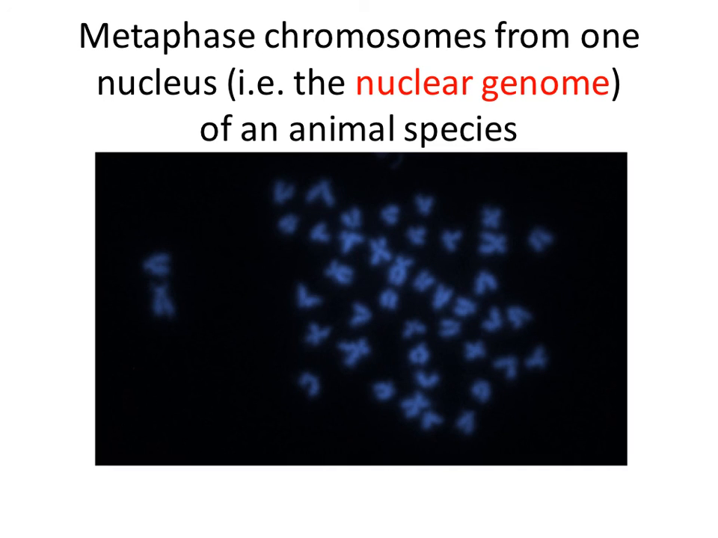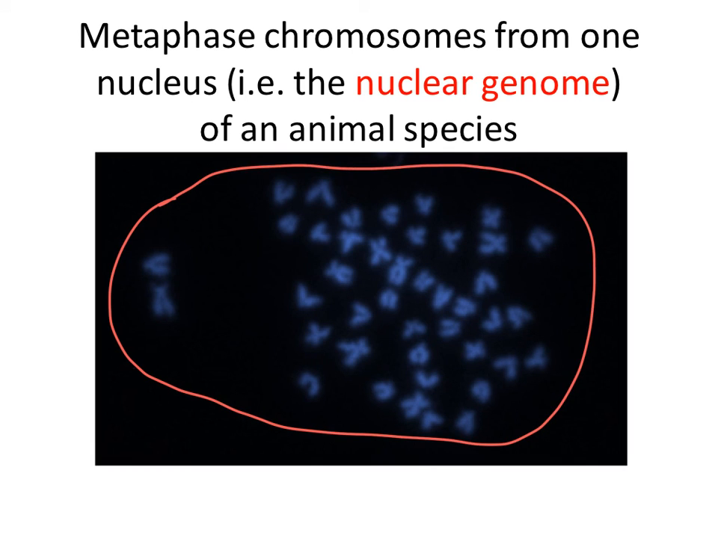So this is the nuclear genome, all of the chromosomes that are in one nucleus of one cell. So this is the definition of a genome. All of the chromosomes, all of the DNA that's present in a cell is what we refer to as the genome. Now, this is the nuclear genome because if I draw a pretend nuclear membrane, that's all of the DNA that you would find inside the nucleus of a cell.